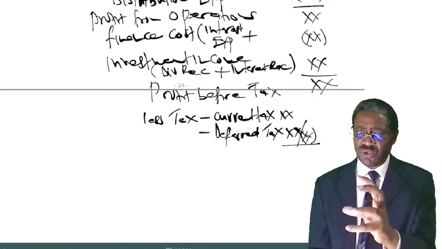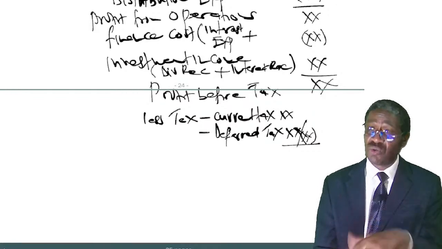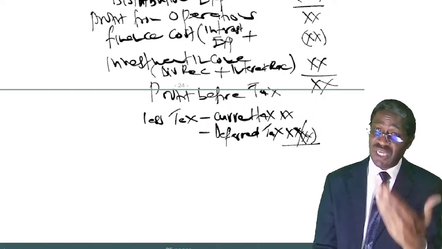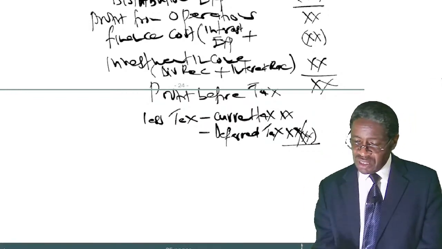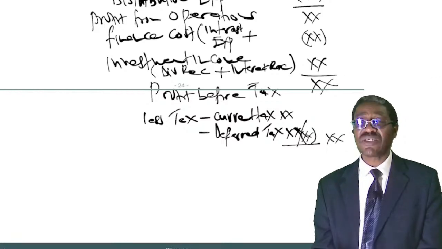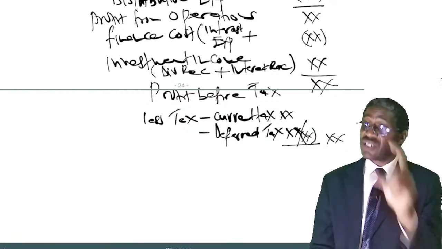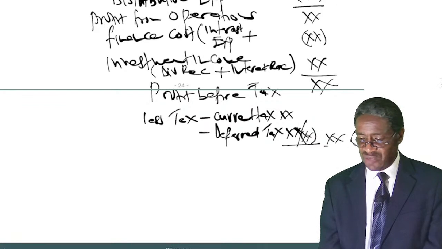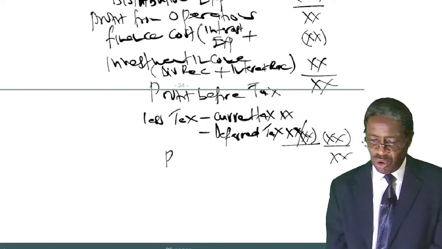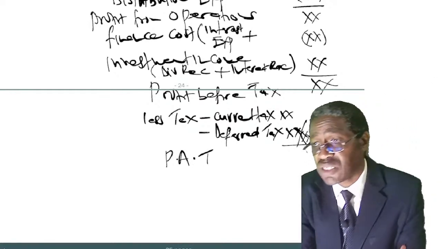Once you get those two, maybe you're adding the two or subtracting one from the other, you get the net. That is what we call the net or tax expense, whatever it is. Then once you get it, you minus, and you get what we call profit after tax.